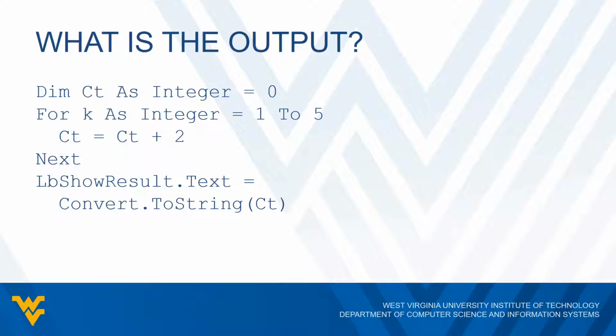Here's an example where we use a for next loop. So take a look at what's going on here and see if you can tell me what the output would be.